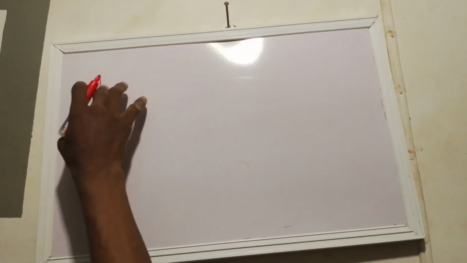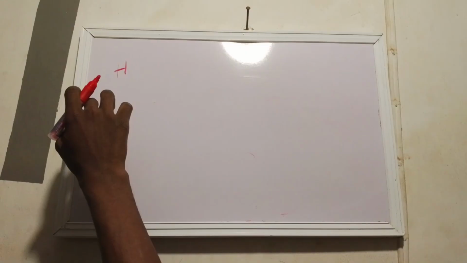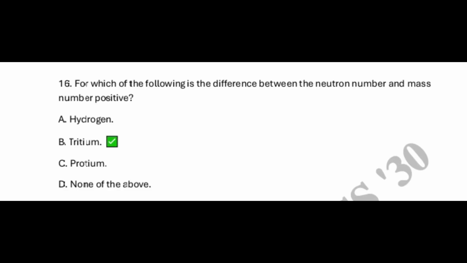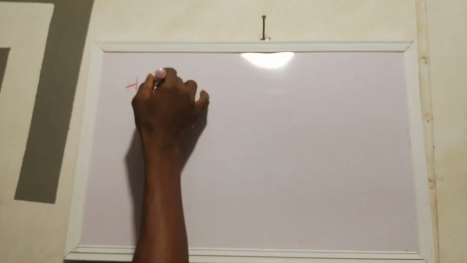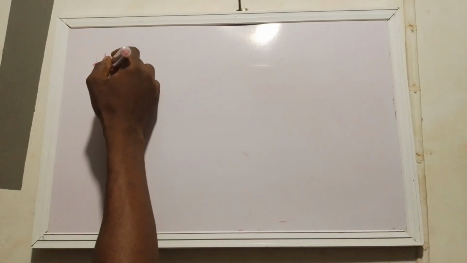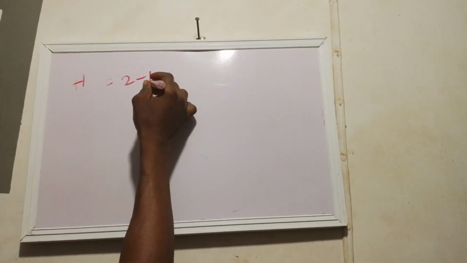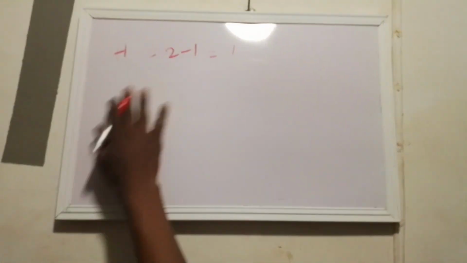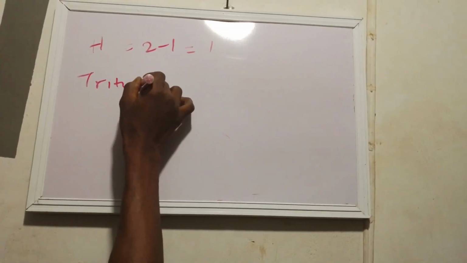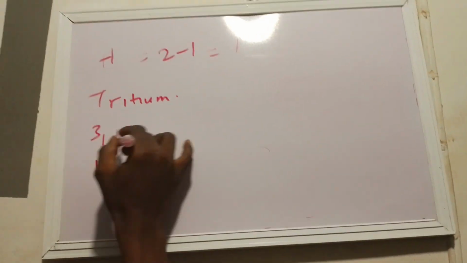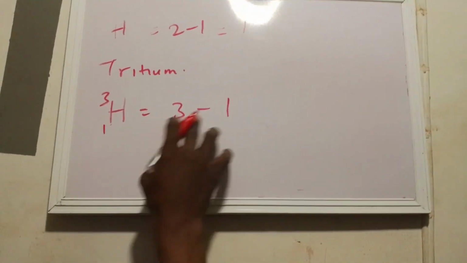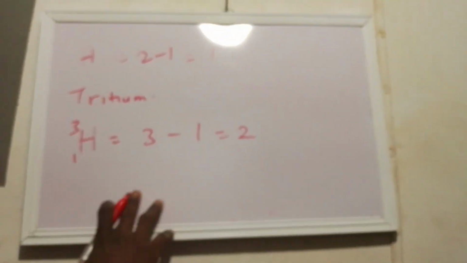So which of the following? Now let's see, for the first one, hydrogen has the mass number of 2 and atomic number of 1. So the neutron is 1. Then tritium has mass number of 3 and atomic number of 1. The neutron is 2. And then the last one, which is protium, it has neutron of 0. So I guess in this question they're trying to ask the one that has the highest number of neutrons. So that's what they're trying to ask in this case.